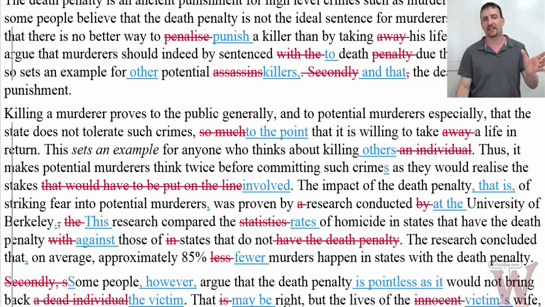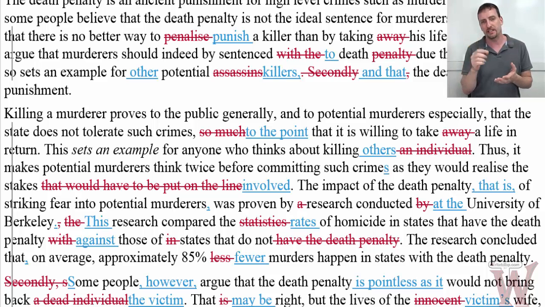Okay? So the stakes means the things that you are gambling with. Something you have to win, but you also have something to lose. Okay? So the stakes involved, the stakes that they basically bet in their actions. "The impact of the death penalty, of striking fear into potential murderers." He wants to explain that impact, but he has to give the reader a link that he's about to explain. So: "the impact of the death penalty, that is, of striking fear into potential murderers."